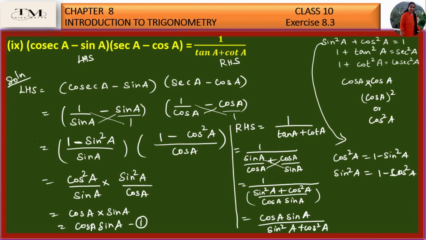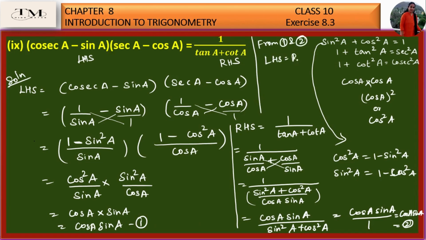So what is sine square A plus cos square A? It is 1. So cos A sine A divided by 1 is equal to cos A sine A. This is 2. So from 1 and 2, we can say LHS equals RHS. Both the answers are the same. Here also cos A sine A, and in the second equation RHS is also cos A sine A. So LHS and RHS are equal, so we have verified. Okay children, understood?